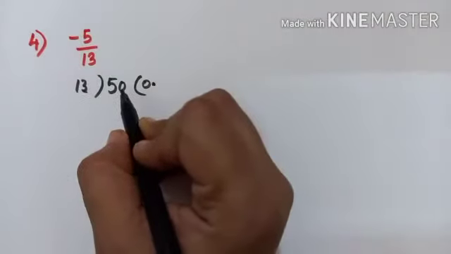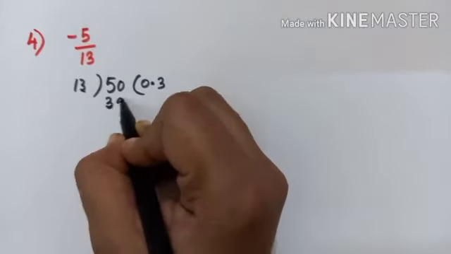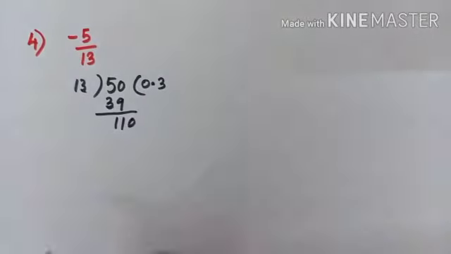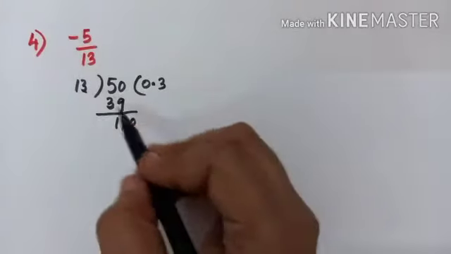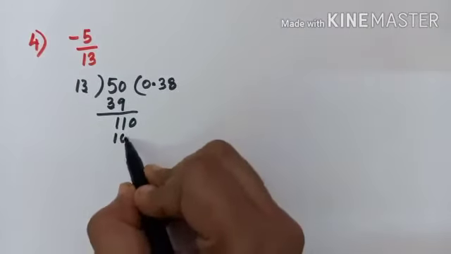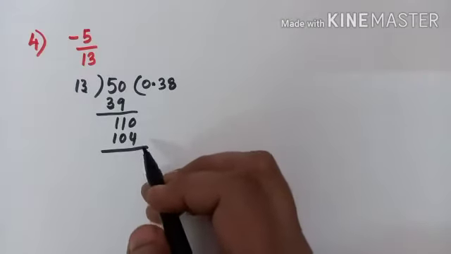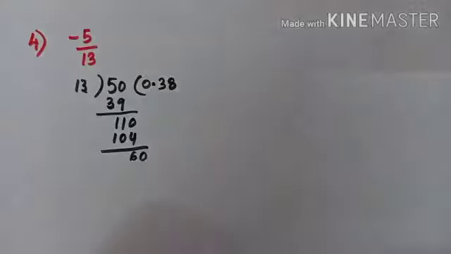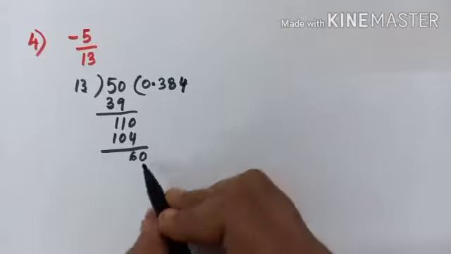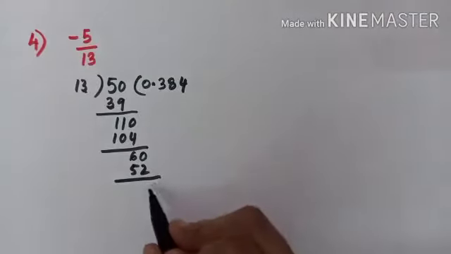Okay, so in the 13 table, 50 you have to check. 13 3s will be 39. So here 50 minus 39 will give you 11. Okay, so one more 0 you're adding here. Then in the 13 table, 110. So 13 8s will be 104. Okay, so 110 minus 104 will give you 6, then one more 0 you have to add. Then in the 13 table, when 60 will go again, 13 fours will be 52. Okay, so now 60 minus 52 will give you 8.